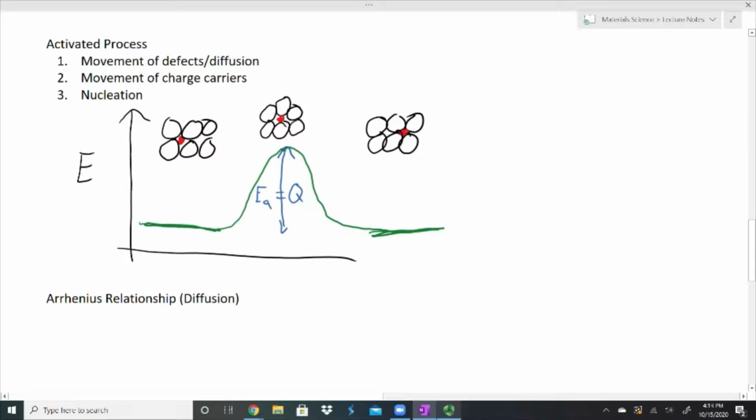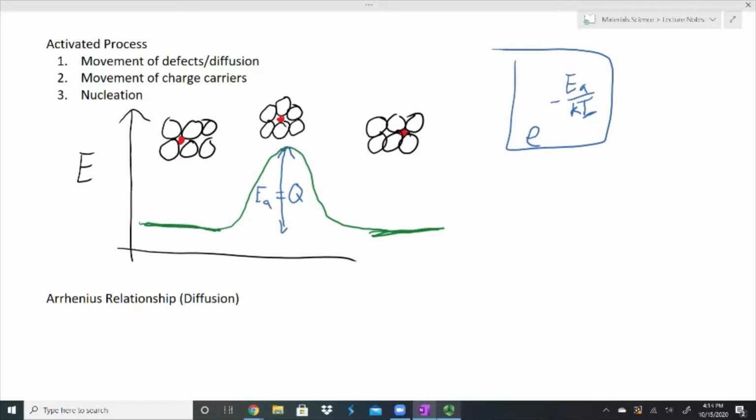And really, this is just a probability. We could have something that is e to some power of the activation energy over kT, where k here is Boltzmann's constant, T is an absolute temperature. And this gives us some type of probability of this happening. And it is going to be dependent on temperature. The more heat that we have, it's going to increase the probability of this happening.